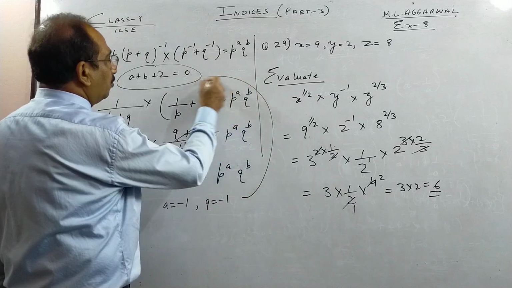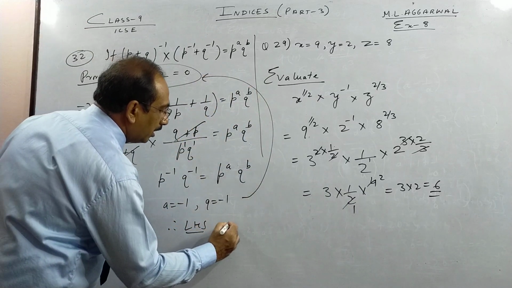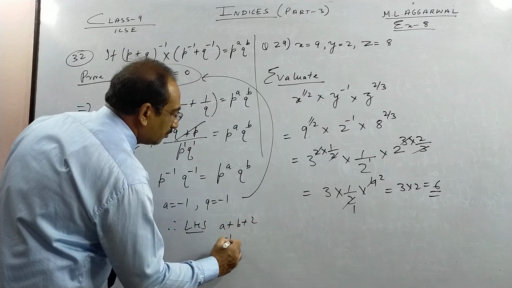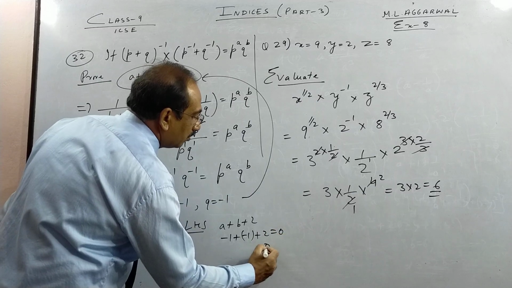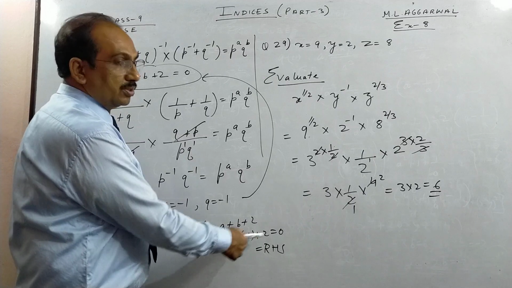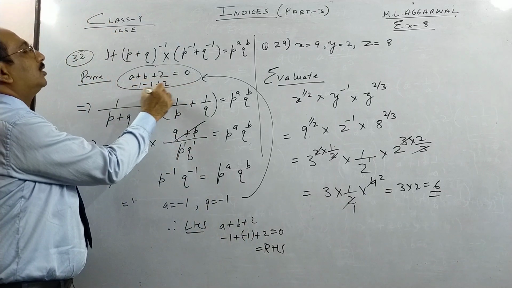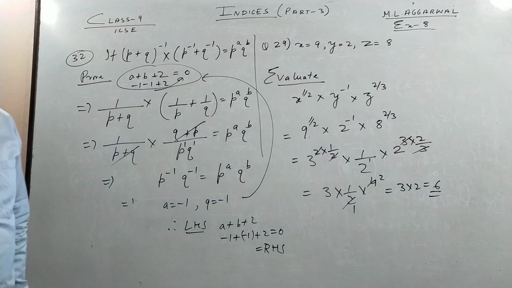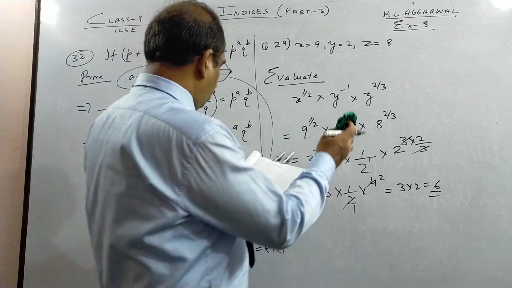The last part we have to prove, children, is that we take the left hand side, a plus b plus 2, which is minus 1 plus minus 1 plus 2. You will see we get 0, which is the RHS. Minus 1 plus 2, you get 0. So hence we prove it. You can pause the video and copy. Then we will move on to question 34 part 1.